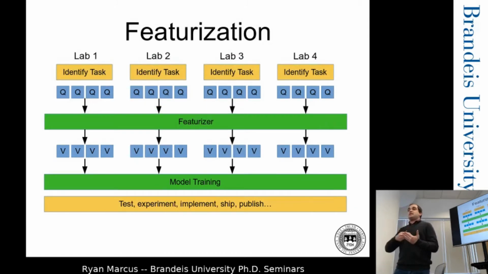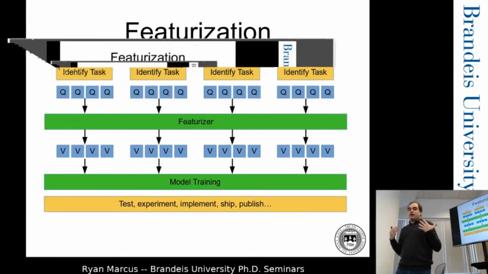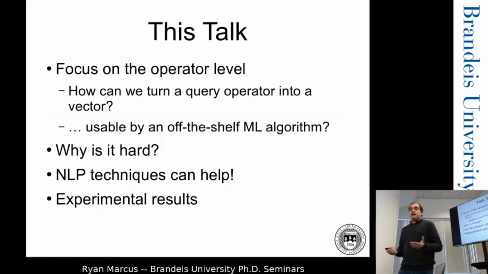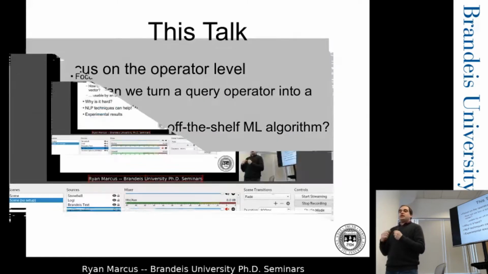So regardless of the task that you want to do with a particular query operator, we want to find a way to come up with a featurization of those particular operators that will be helpful for your task. So with that background information, for this talk, instead of focusing at the query level, we're going to focus at the operator level. So we're going to look at how to turn one particular operator, like a join or a group by, into a vector.